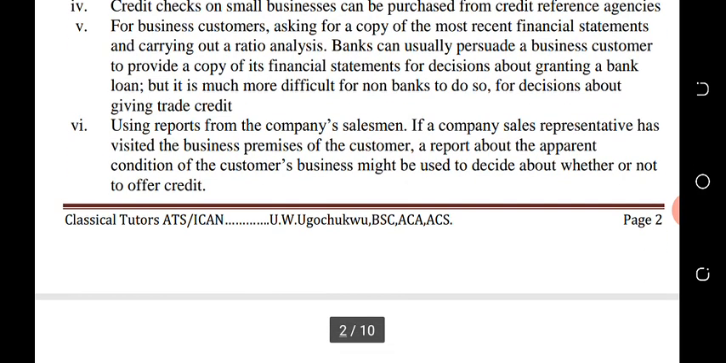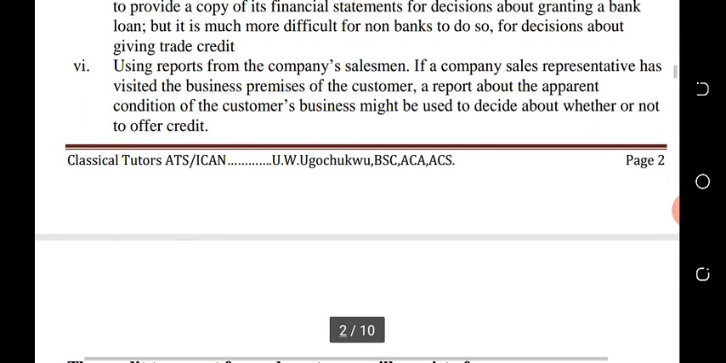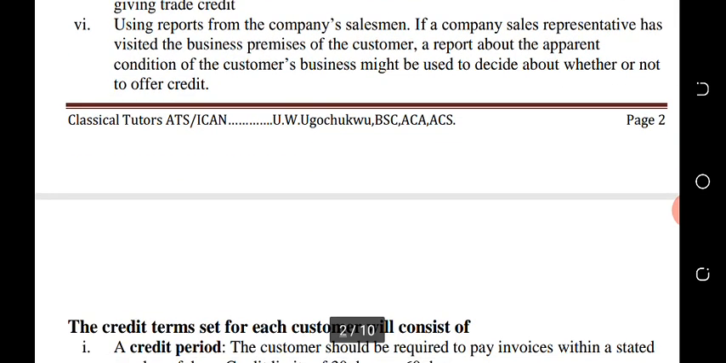For business customers, ask for a copy of their most recent financial statement and carry out a ratio analysis. So for a business customer, we must ask for their financial statement and carry out ratio analysis to know the liquidity and the profitability, so that we know if they are liquid enough to pay their accounts, using reports from the customer statement. What are those reports? Can they sell their goods? Will they sell the goods? So you should ask for the customer statement.